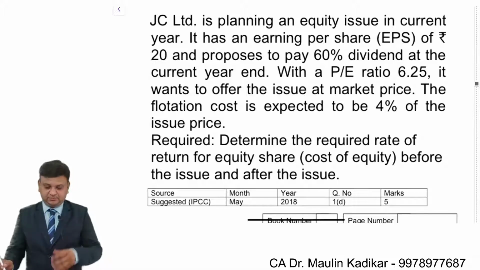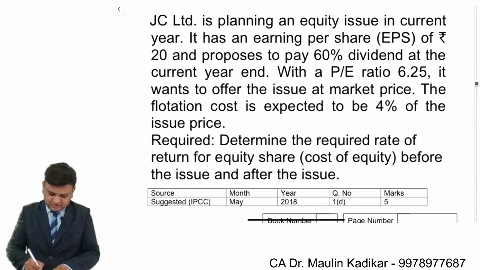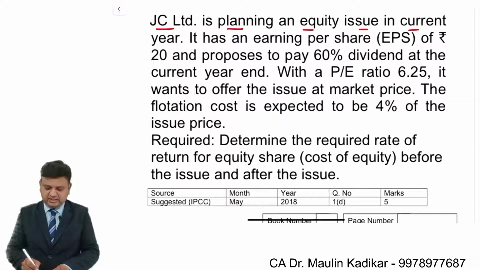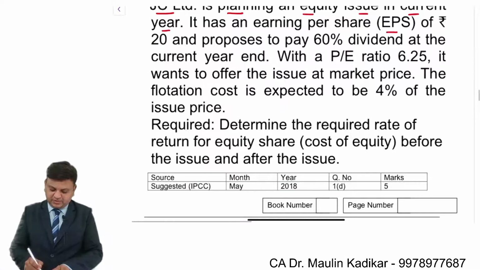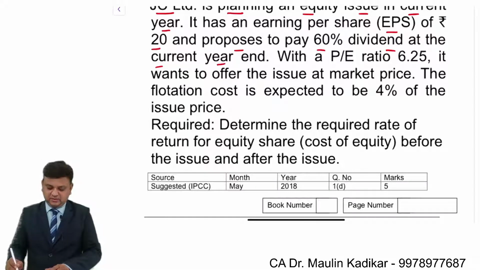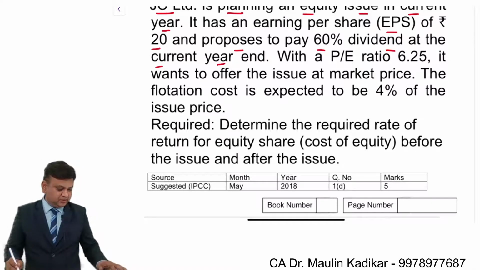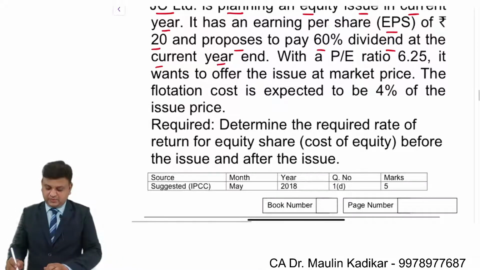Next question is: JC Limited is planning an equity issue in the current year. It has an EPS of rupees 20 and proposes to pay 60% dividend at the year end. So kindly use your calculator. 20 into 0.6. Dividend will be rupees 12.